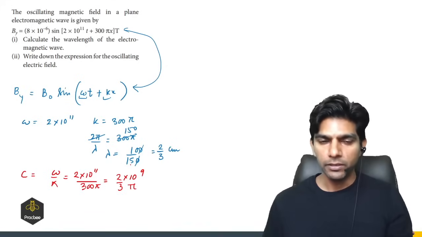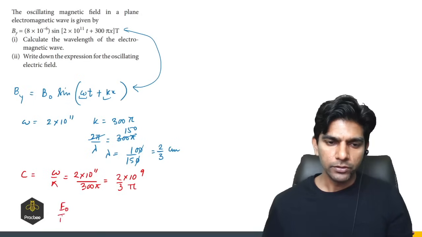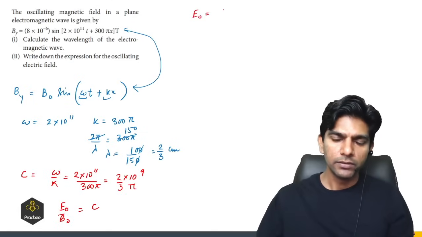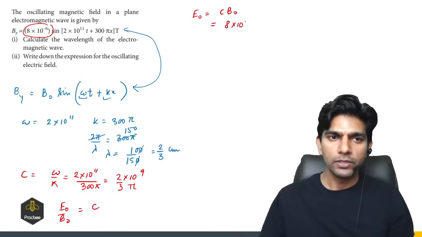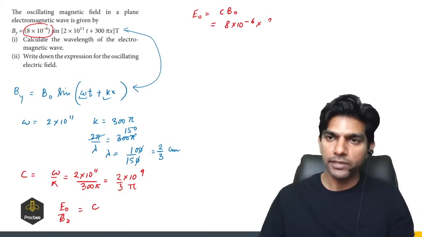Now that is the speed, and E naught by B naught is given as speed, right? So from here we can find E naught. E naught will be C times B naught, and B naught is given as 8 into 10 raised to minus 6, multiplied with the speed of the electromagnetic radiation, that is 2 by 3 pi into 10 raised to 9. So from here we have 16 upon 3 pi times 10 raised to 3.